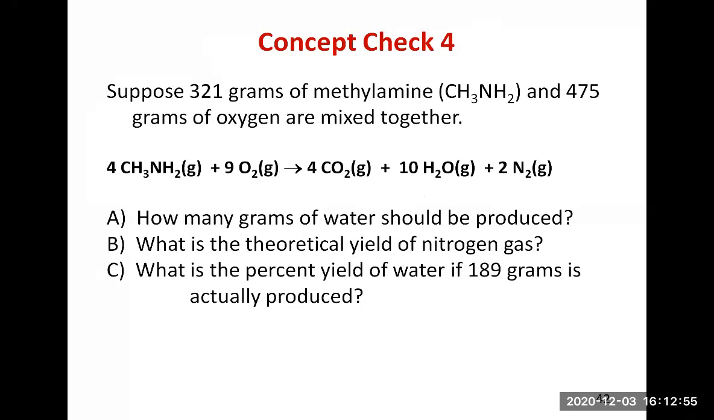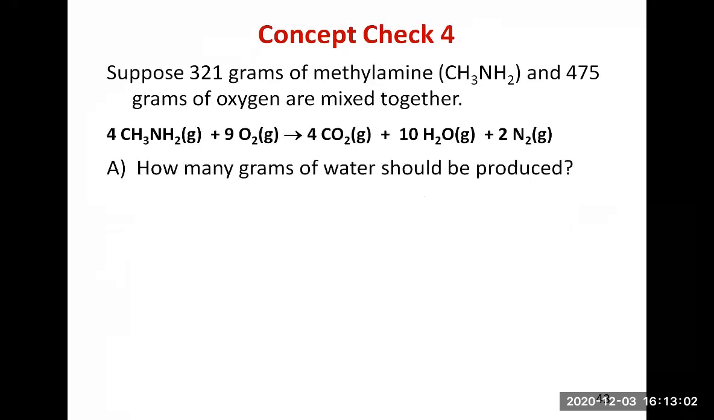And there are 2 more questions after that. So we'll focus on the first question here. How many grams of water should be produced from these 2 masses of reactant? The methylamine and the oxygen are the 2 reactants, and we're given masses for them. So here we need to find how many grams of water should be produced, but we don't know which one is the limiting reactant. So it is implied that you need to find which one is the limiting reactant.